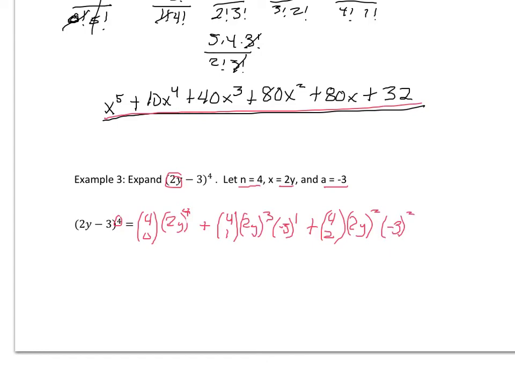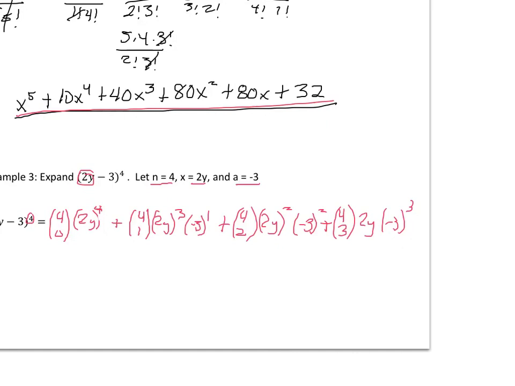Good. Then we have 4 choose 3 times 2y to the first, the other way, and then times negative 3 to the third. Good. I ran out of room. And then our last one is 4 choose 4 times 2y to the 0, which is gone, and then negative 3 to the fourth power. Okay, let's crank it out.